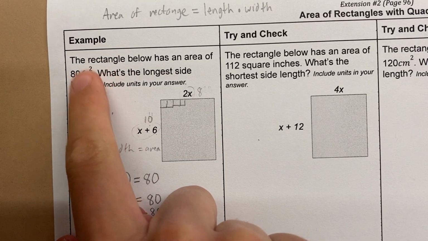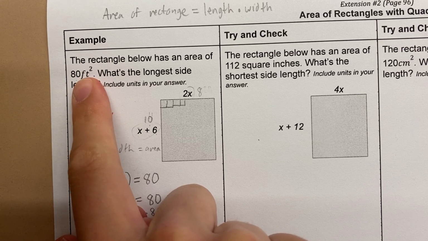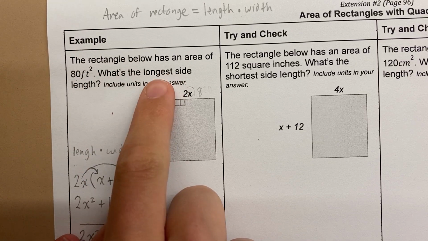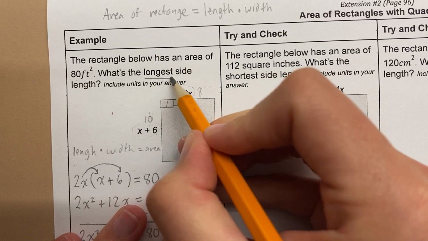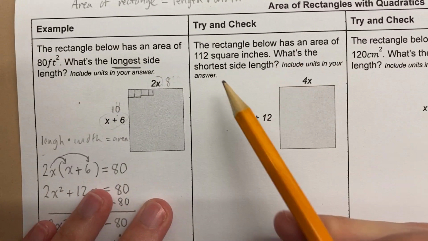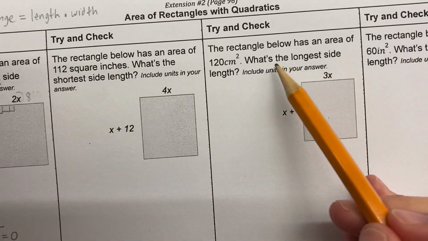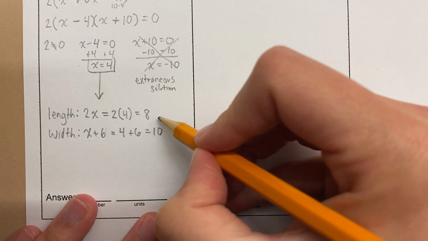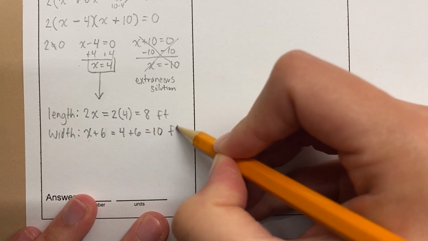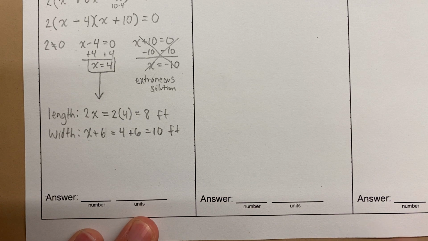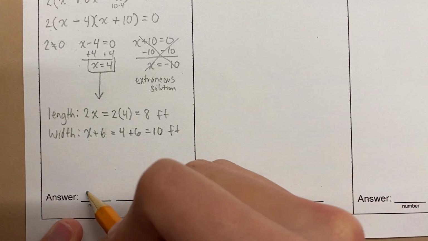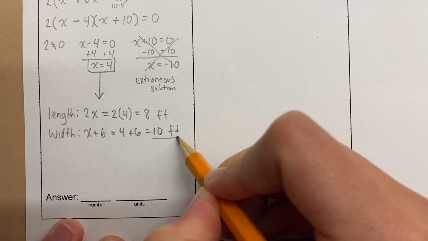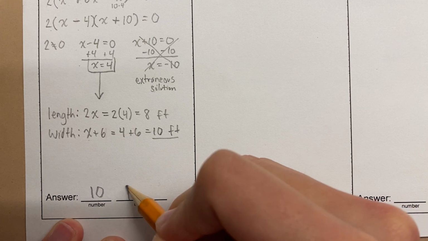Now, let's see, what are my units? I'm talking about feet. And look what the question is saying. What's the longest side length? This one question's asking me what's the longest side length. The next question asks me what's the shortest side length. So you just need to pay attention. But here I have 2 side lengths. One is 8 feet and one is 10 feet. And since this question asked me for the longest side length, my answer is, let's see, which one's longer? Oh, this one. So my answer is 10 feet.